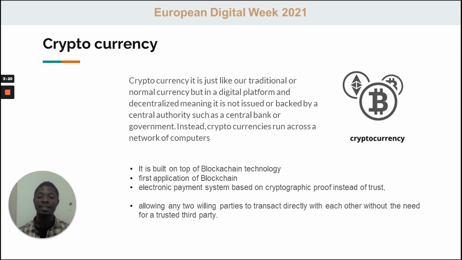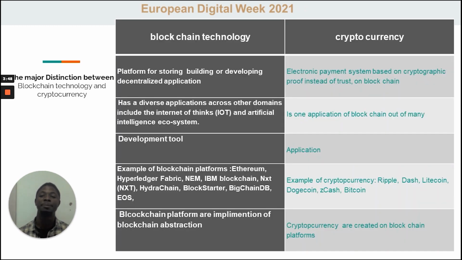The cryptocurrency is built on top of blockchain technology, and it is the first application of blockchain technology. Looking at it from the other side, you will find it is an electronic payment system based on cryptographic proof instead of trust, like a bank, allowing any two willing parties to transact directly with each other without the need for a trusted third party. That is the idea of cryptocurrency.